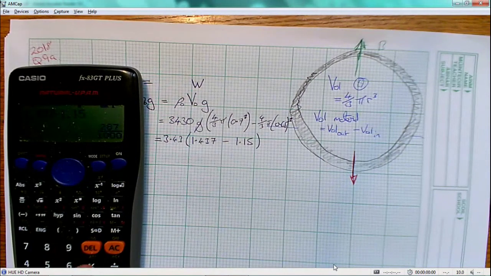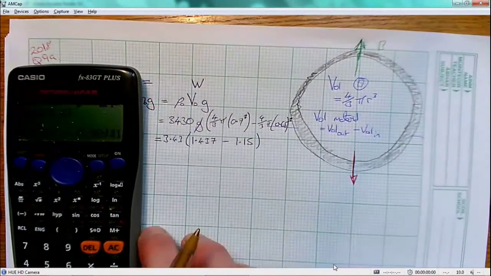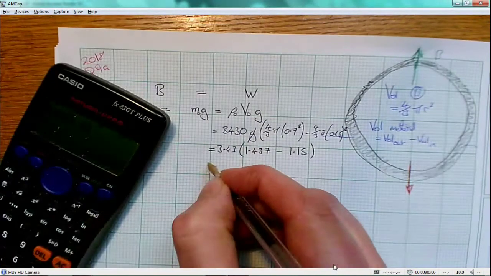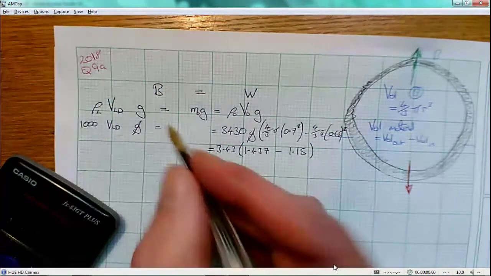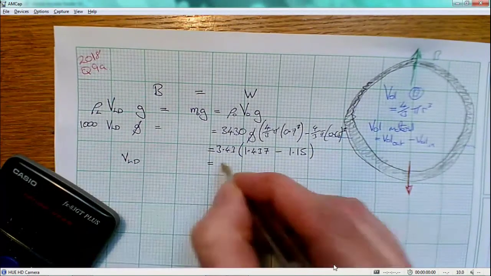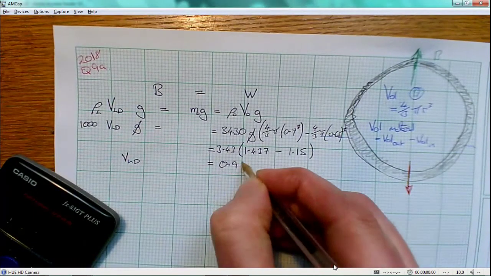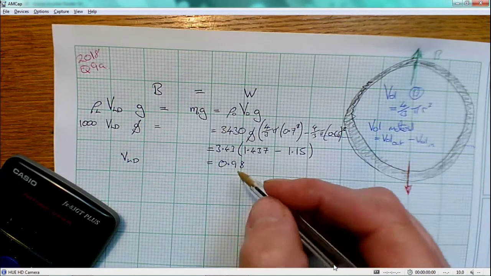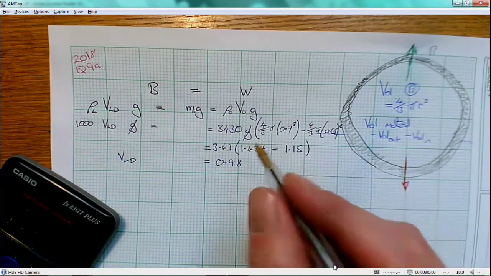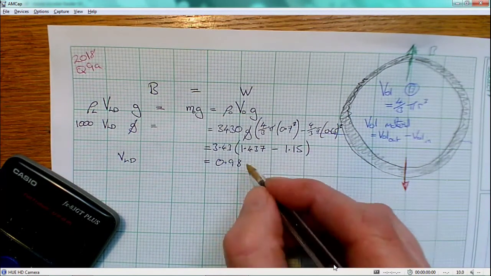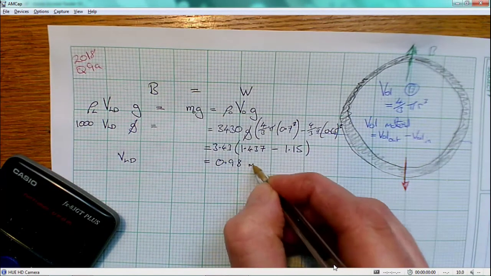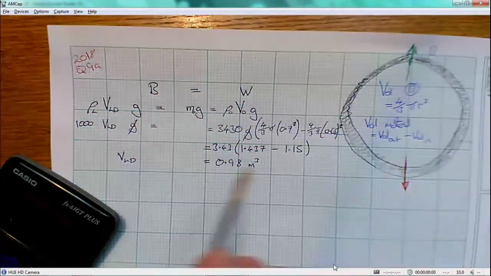So that's that, multiply that by 3.43, and we say that the volume of the liquid displaced is equal to 0.98. We dealt with everything in kilograms and meters, and meters cubed, so therefore it's 0.98 meters cubed. Is that the answer? That's the volume of the liquid displaced.